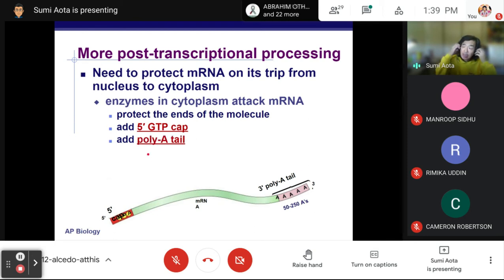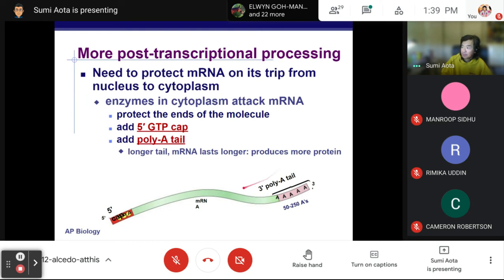The other thing is we add what's called a poly A tail. So what we're basically doing is we're sticking 50 to 250 adenine nucleotides to the 3' end of the messenger RNA. That means that before the signal gets destroyed, the enzymes have to chew through all these adenines first. The more adenines you have, the longer the signal lasts. And therefore you make more proteins.